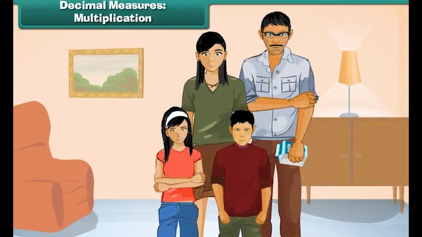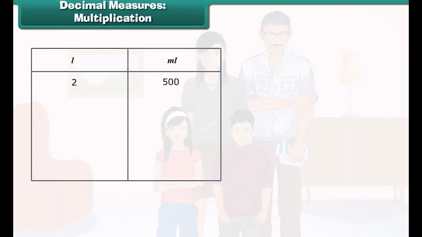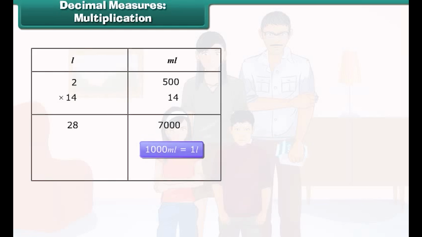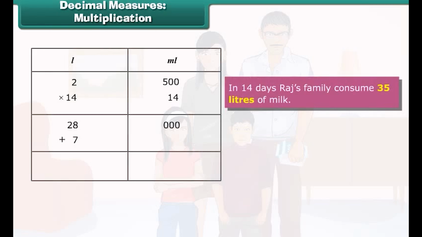Raju's family has a consumption of 2 litres and 500 millilitres of milk per day. How much milk is consumed by this family in 14 days? Multiplying 14 with 2 litres and 500 millilitres, we get 28 litres and 7,000 millilitres. Since 1,000 millilitres equals 1 litre, therefore 7,000 millilitres equals 7 litres. These 7 litres are added to 28 litres. Thus, in 14 days, Raju's family consumes 35 litres of milk.